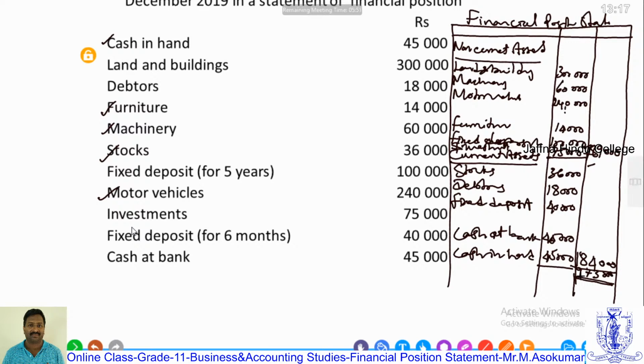Under the two headings, non-current assets and current assets, they are presented according to their liquidity order.